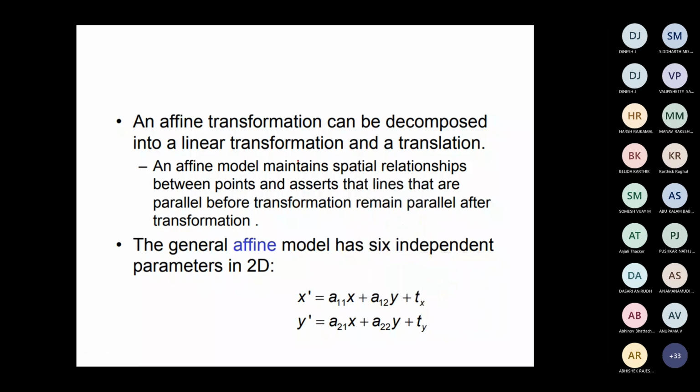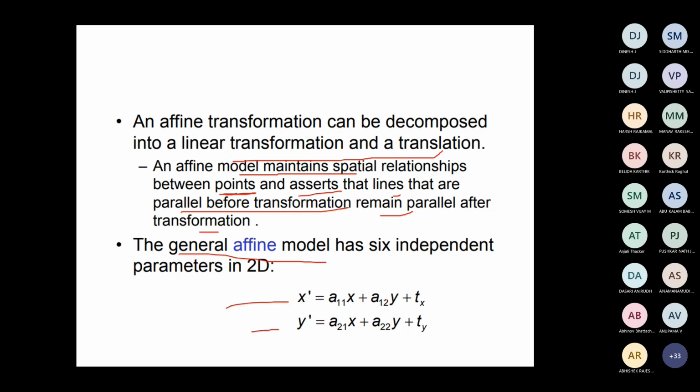And what is an affine transform? An affine transform can be decomposed into a linear transformation and a translation. The rotation that we have seen there is a linear transformation. And the affine model will maintain the spatial relationship between the points and asserts that lines that are parallel before the transformation will remain parallel after the transformation. So the general affine model has 6 parameters.